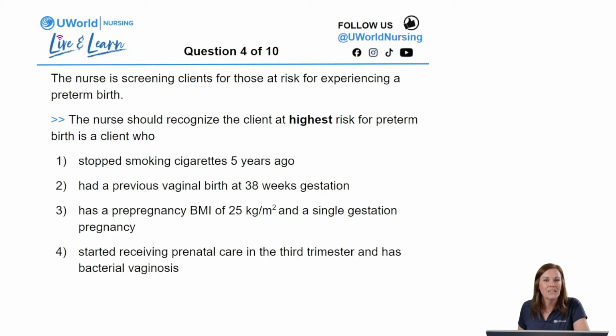We are now on question 4. I will read it and let y'all answer. Okay, the nurse is screening clients for those at risk for experiencing preterm birth. The nurse should recognize the client at the highest risk for preterm birth is a client who, option 1, stopped smoking cigarettes 5 years ago. Option 2, had a previous vaginal birth at 38 weeks gestation. Option 3 has a pre-pregnancy BMI of 25 kilograms per meter squared and a single gestation pregnancy. And option 4 started receiving prenatal care in the 3rd trimester and has bacterial vaginosis.